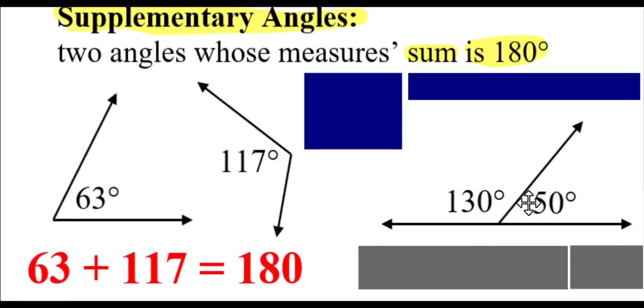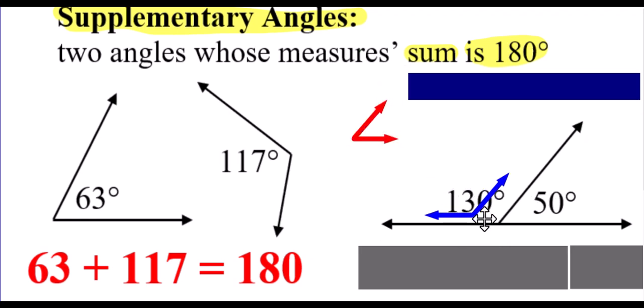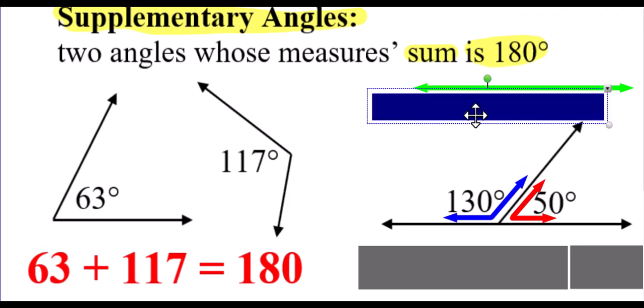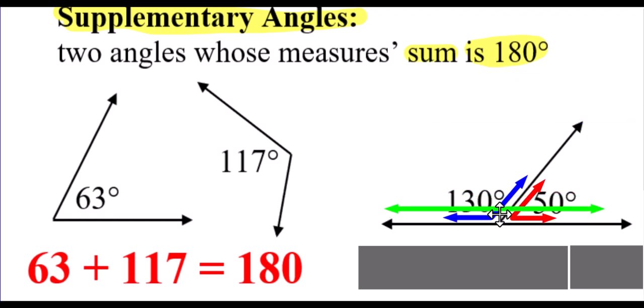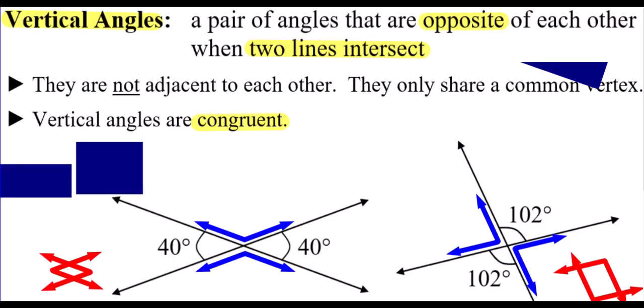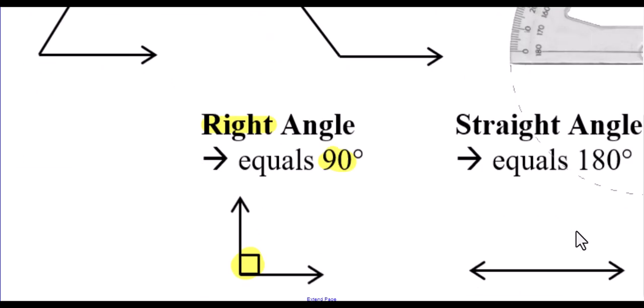And then we have this pair over here. We have a 130 degree angle and we have a 50 degree angle. And look, they together form a straight angle, literally a straight line. And what do we know about a straight angle? Well, we learned higher up on your page, if I can go back to it real quick here for you, a straight angle measures 180 degrees.